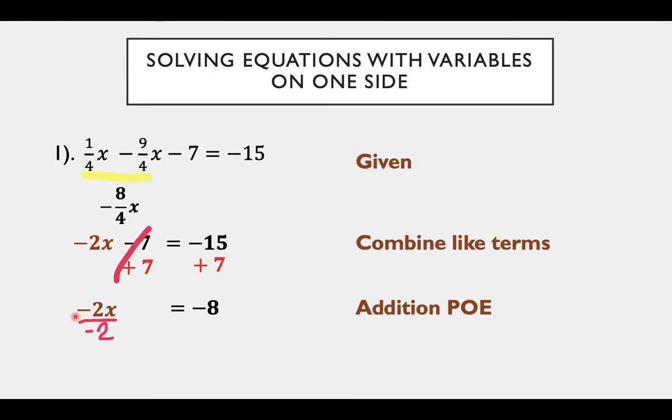Keep in mind what you do to one side of the equation, you have to do to the opposite side. So your final answer is 4. And again, you want to state your reasons. That was the division property of equality.